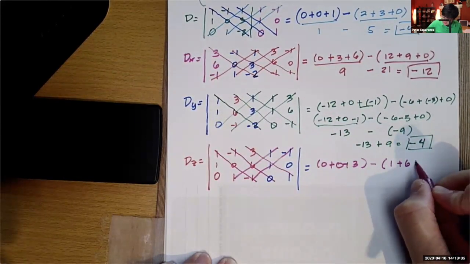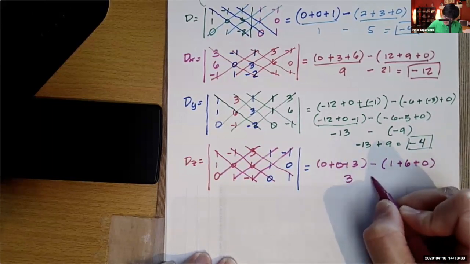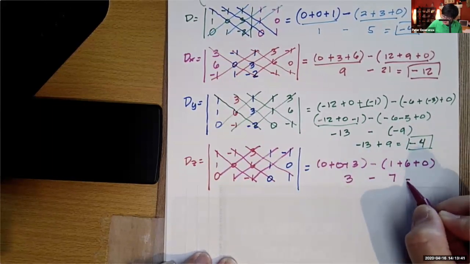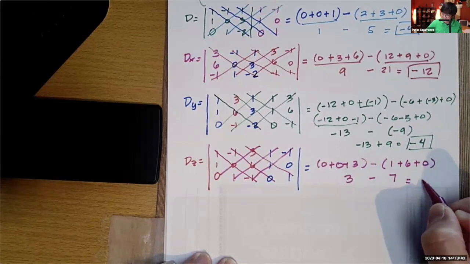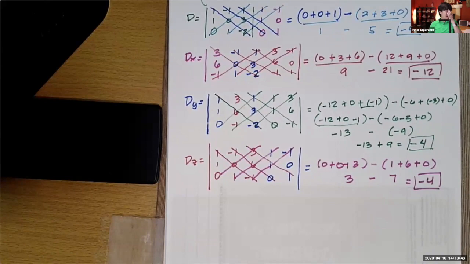Negative 6 plus 0. 3 minus 7. I know this. Negative 4. All right. Did you get it? Did you have negative 4? Okay. Now for the easy part.